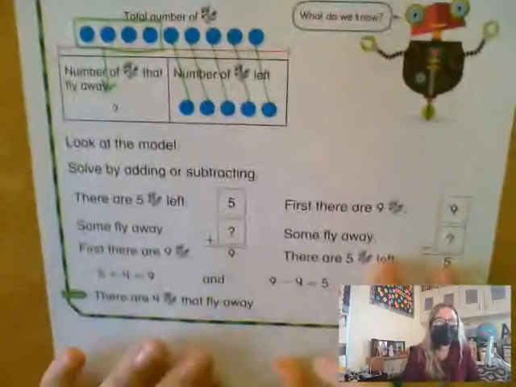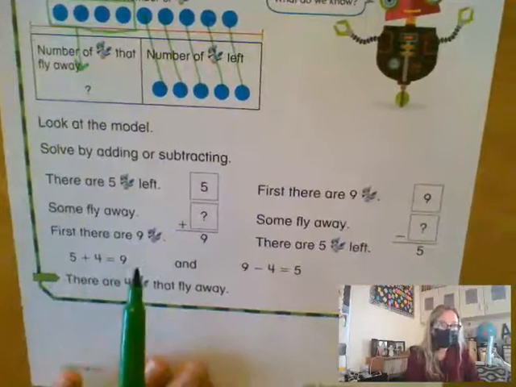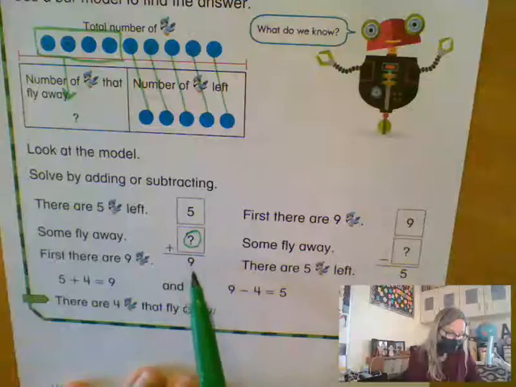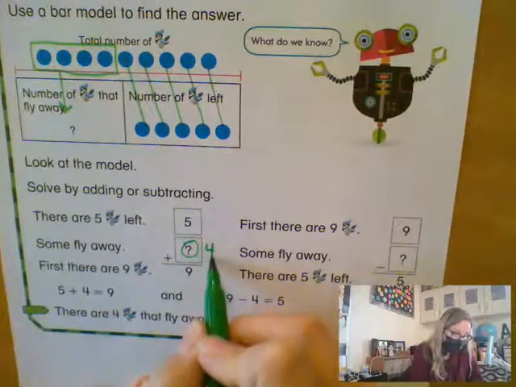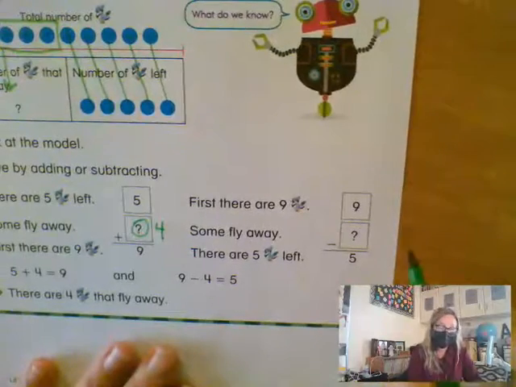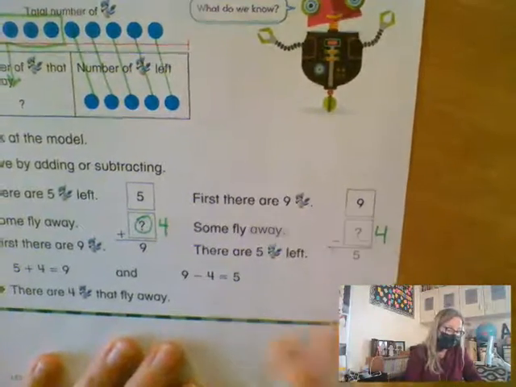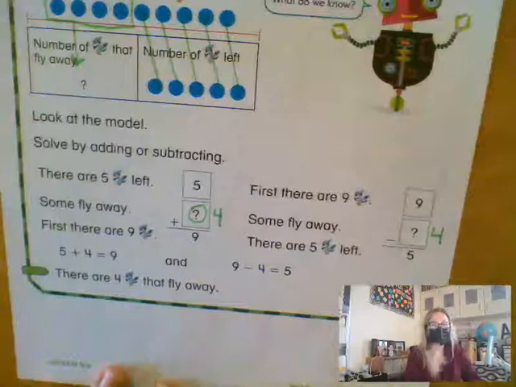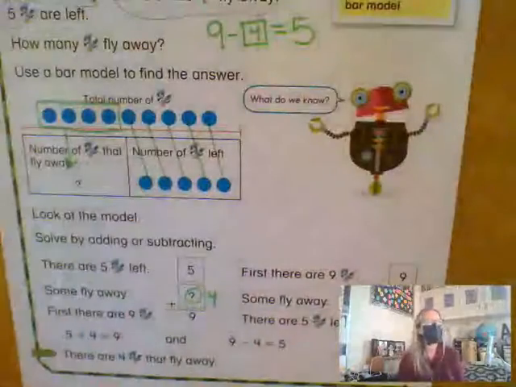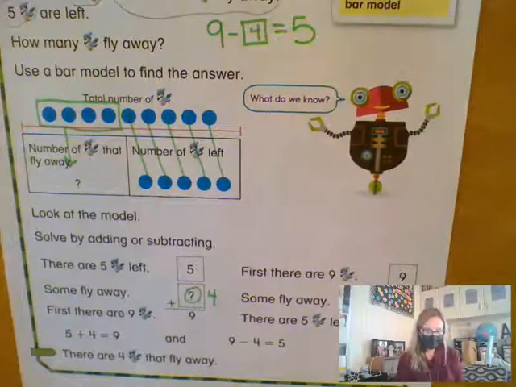So it says you can solve by adding or subtracting. So we could say 5 plus what number equals 9, which we decided was 4. Or we could say 9 take away some number equals 5. We decided it was 4. So there are 4 birds that fly away. So that one, there's no work for you to do. That's more just to make sure you're understanding how we're solving these problems. So go ahead now, friends, and turn the page.